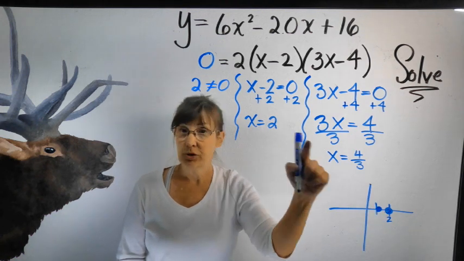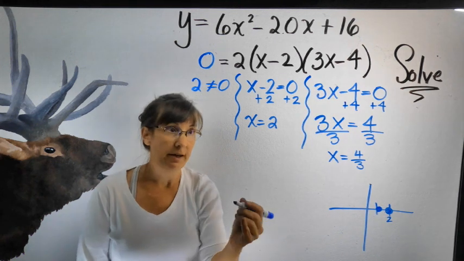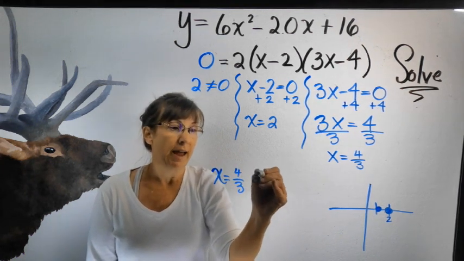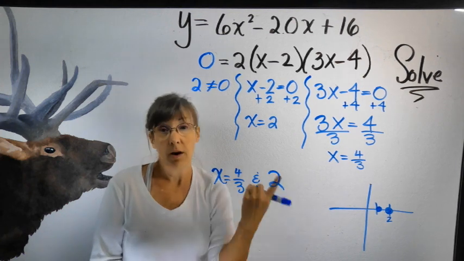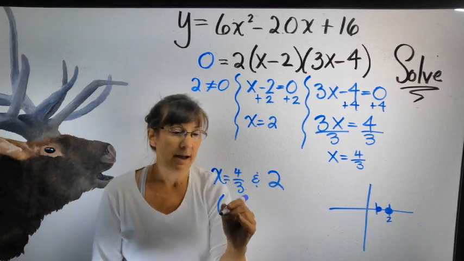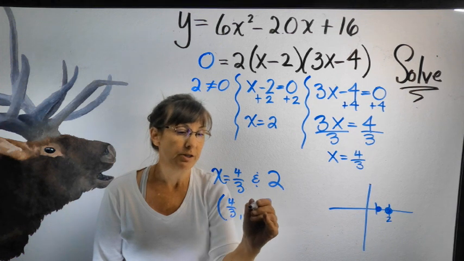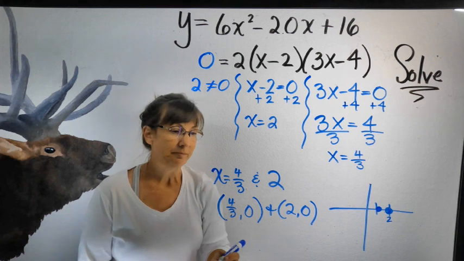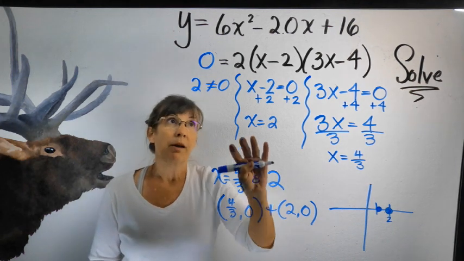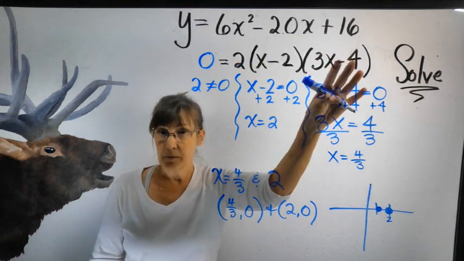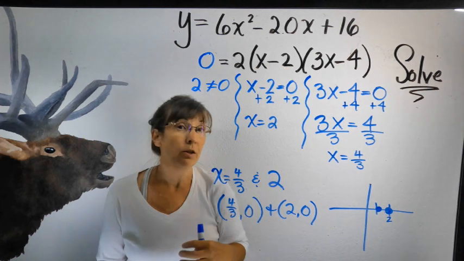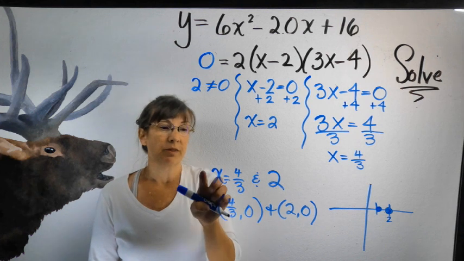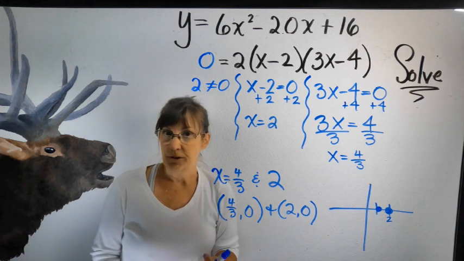So these are my 2 solutions to this quadratic function. So I could say x equals 4/3 and 2, or I could write them as coordinates. I could say (4/3, 0) and (2, 0). So this is how you go from standard form into factored form by using the grouping method. Then we took one more step to see what the x values are to solve this quadratic equation.